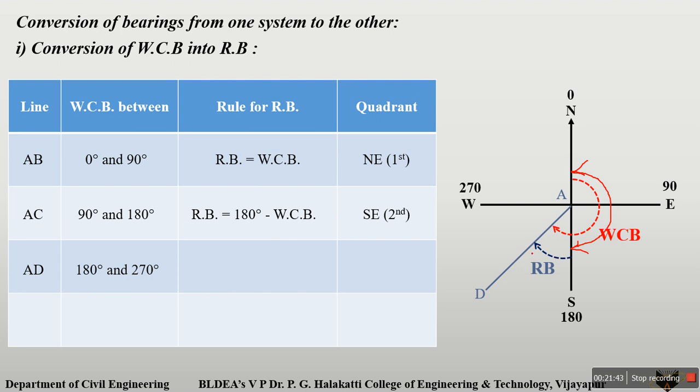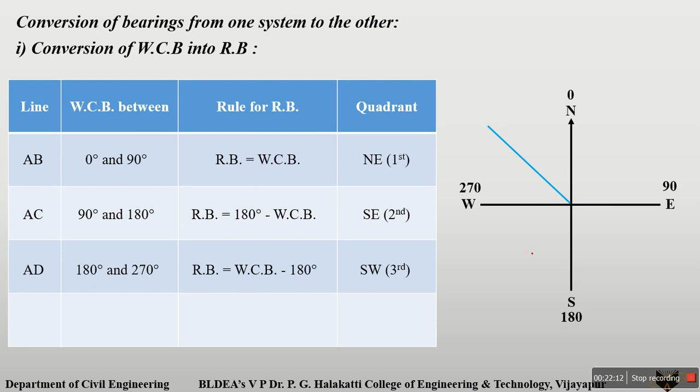So we can write the formula. If the line is present in the third quadrant, RB is equal to WCB minus 180 degrees. So the quadrant of this line is south to west.